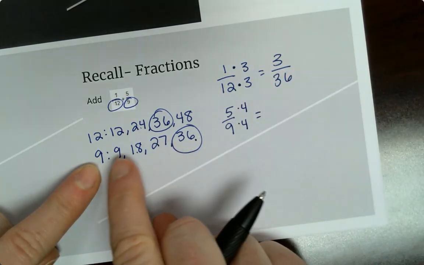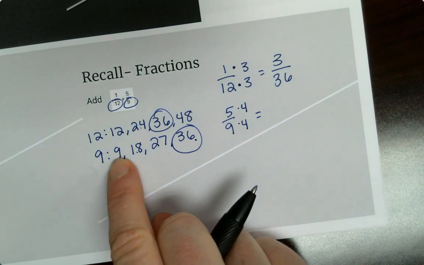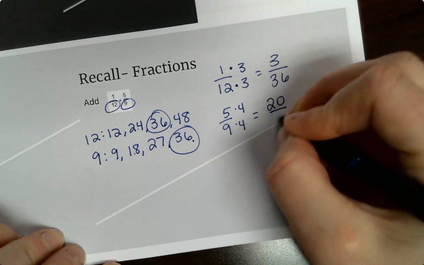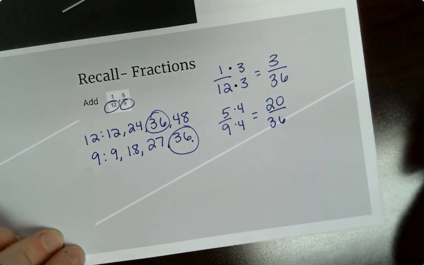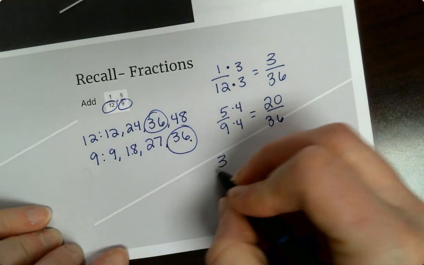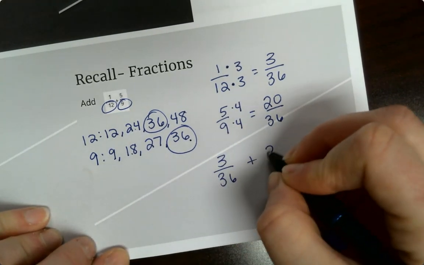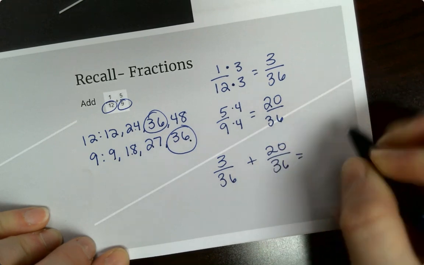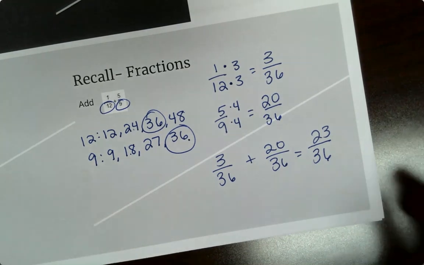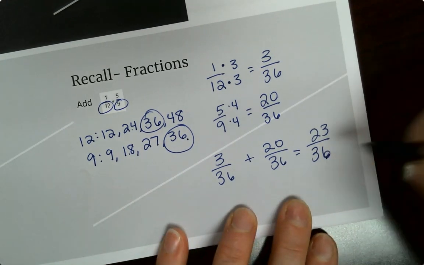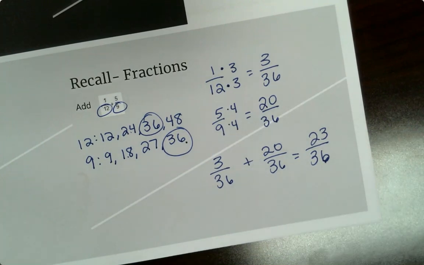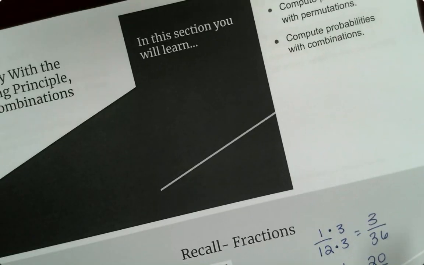If you list them out in order, starting with your first multiple, which is itself, you can just count your way up. So that's 20 out of 36. And now that we have our common denominators, we can add our numerators. So just add your numerators and keep your common denominator. And then you would look and see if you can reduce, and in this case, we can't. So we'll go ahead and go to the next page. We have 2 examples.